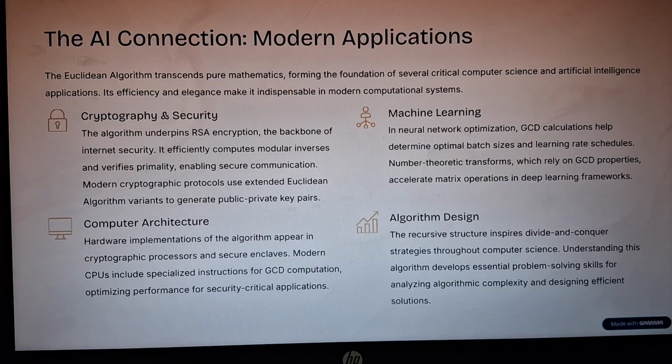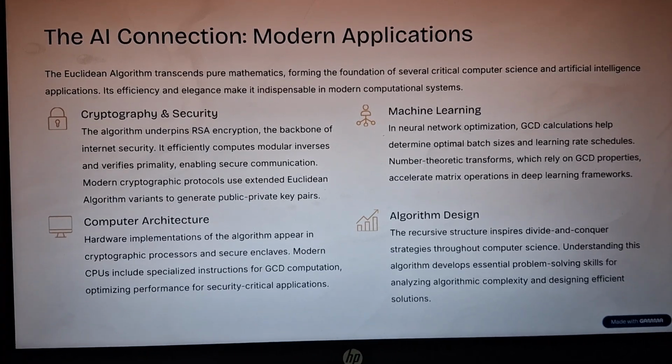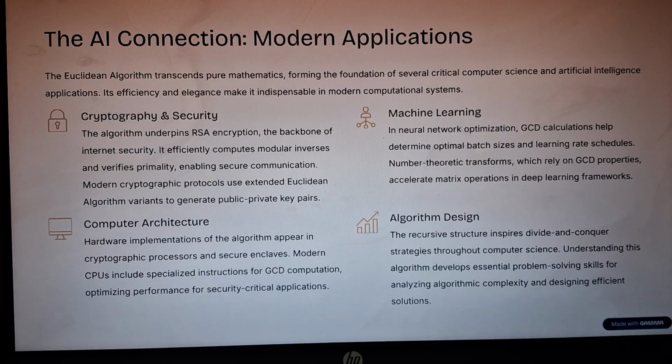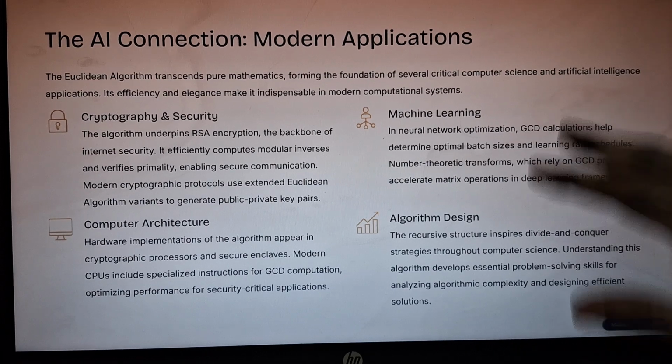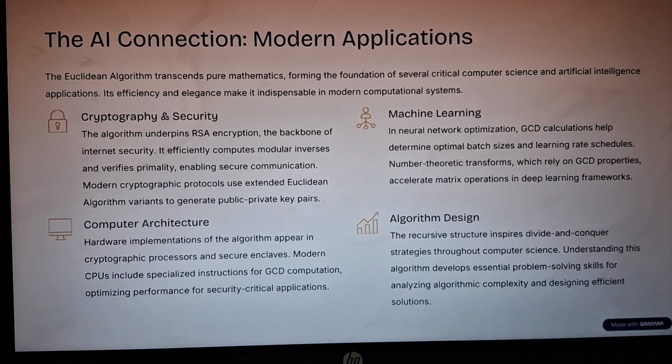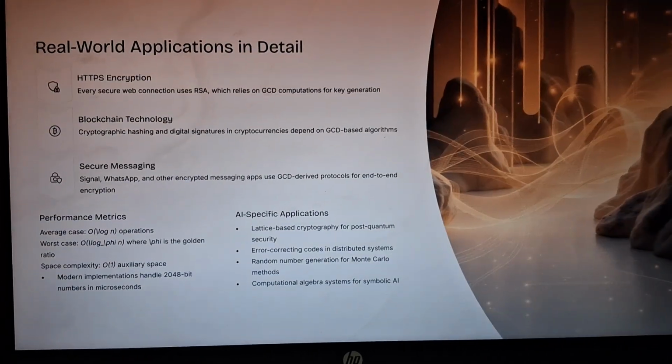Now let us talk about some modern applications of the Euclidean algorithm. Why are we talking about the Euclidean algorithm? Because it is used in very important technological tools in our everyday lives, like cryptography and security, machine learning, very important, algorithm design, computer architecture. All of these areas require the Euclidean algorithm. They are based on the Euclidean algorithm.